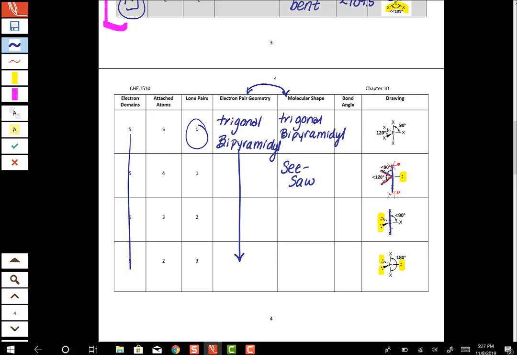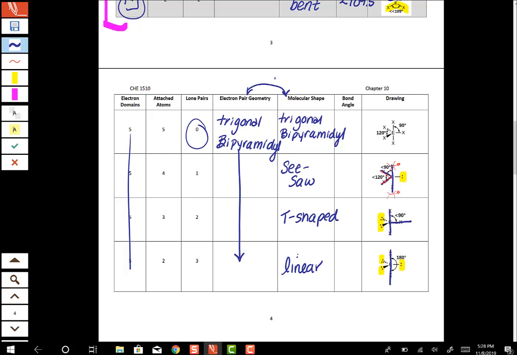This next one, if I kind of draw it like this, doesn't it look like a T? I think so too. That's why we call it T-shaped. This one certainly looks like a line, so that one is linear.